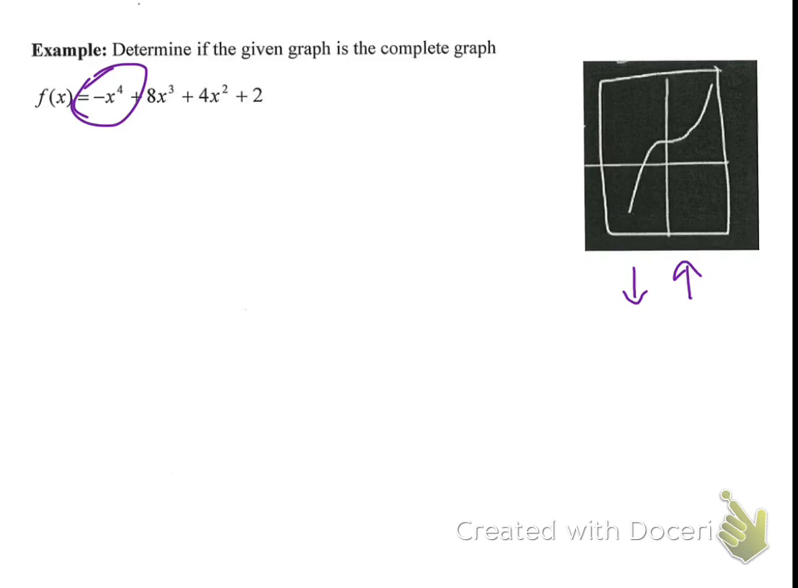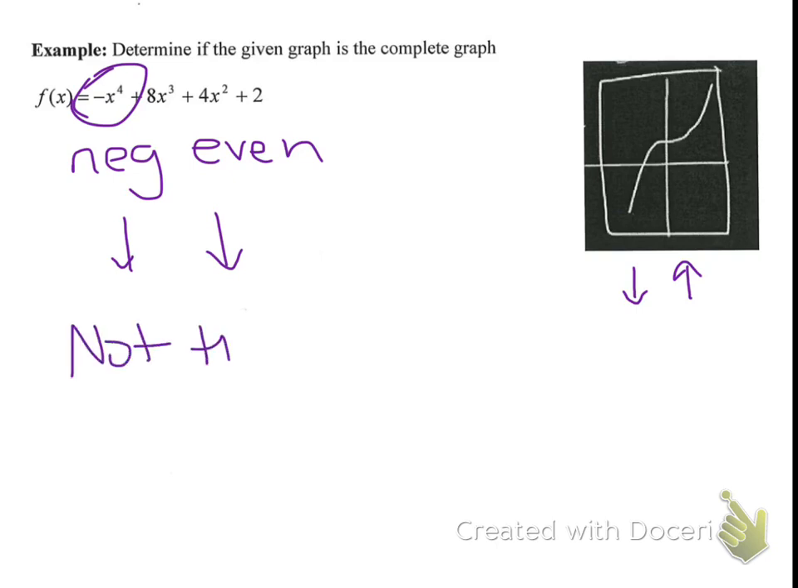So all I care about is the first term. So my leading coefficient is negative, highest exponent is even. Therefore my end behavior should be down, down. So we can determine that this is not the full picture. So this is not the full graph.